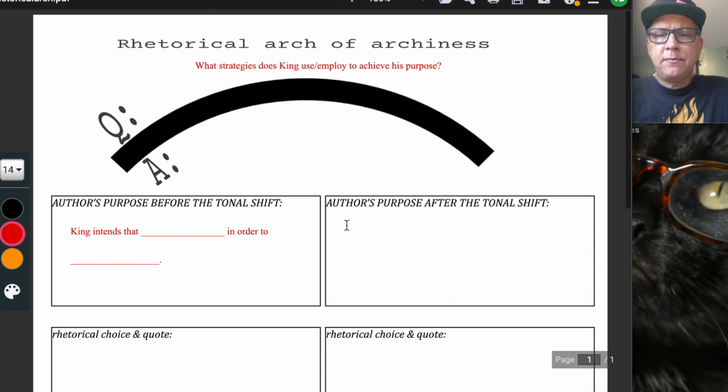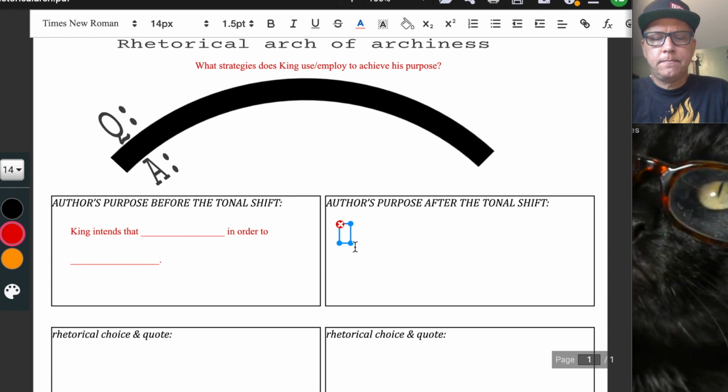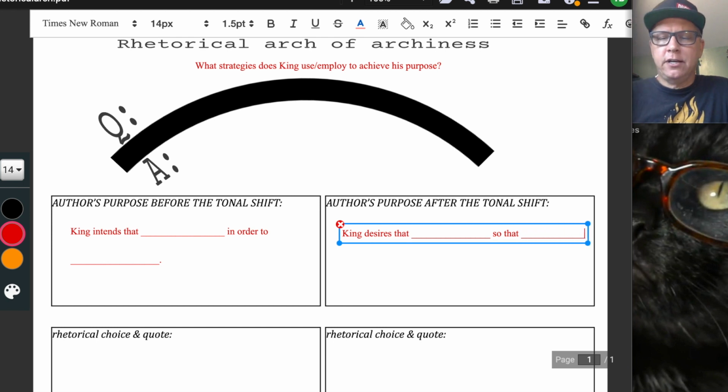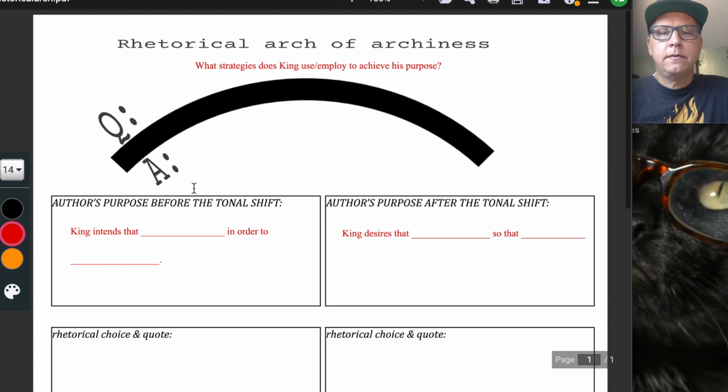And then it's going to be the same thing here, right? We're going to come up with another purpose. So it's the same idea: King desires that. These are just templates, right? You can change it around. This is just starters here. You obviously have to examine the text. You obviously have to come to some sort of conclusion. And then I can answer this question, right?